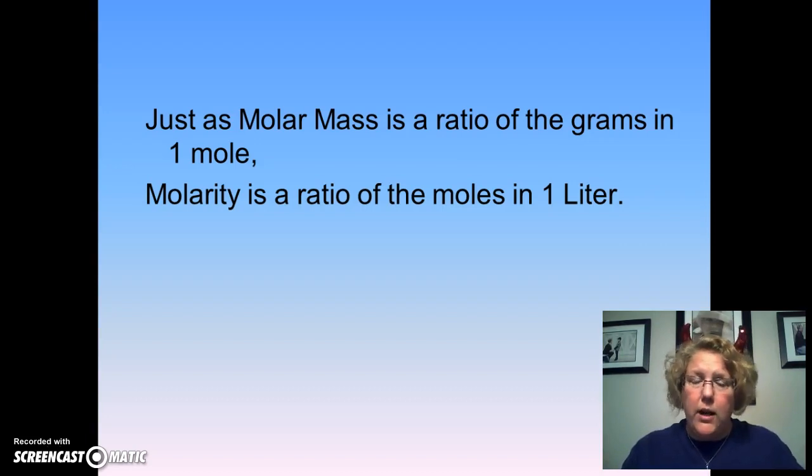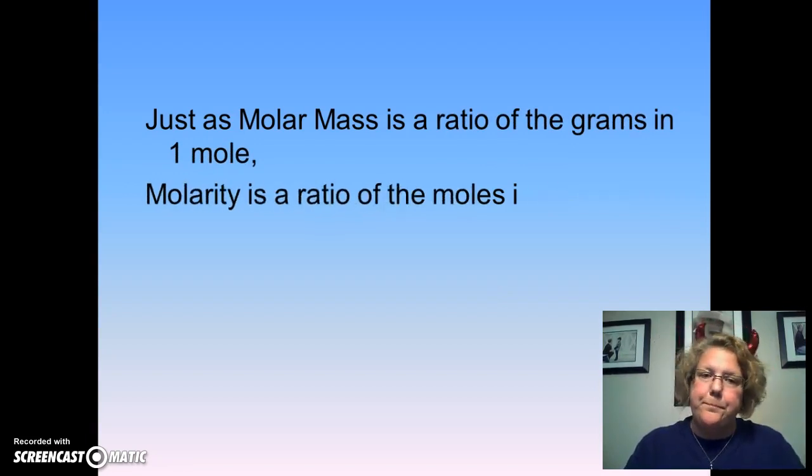So it's just simply a ratio. So just like our molar mass is a ratio of grams to 1 mole that we've been using to do stoichiometry with, molarity is just a new kind of ratio of moles to 1 liter. Yeah, that's really all there is to say about that. So you're going to use molarity in the same way that you use molar mass to do stoichiometry problems.